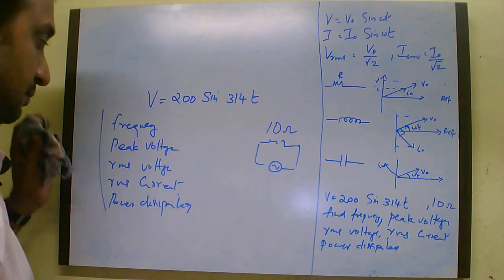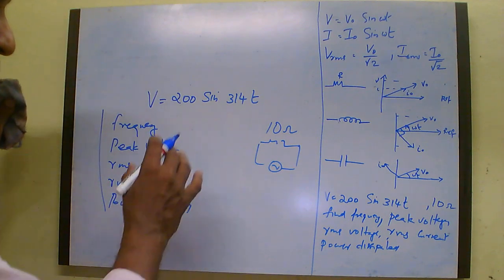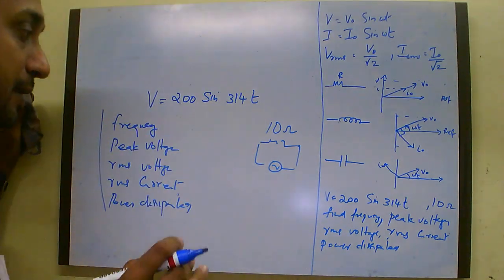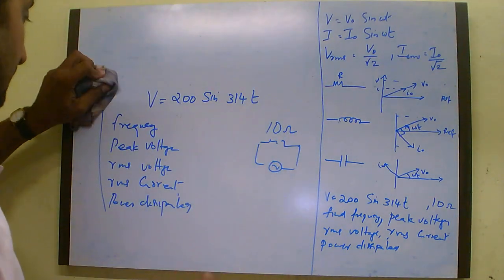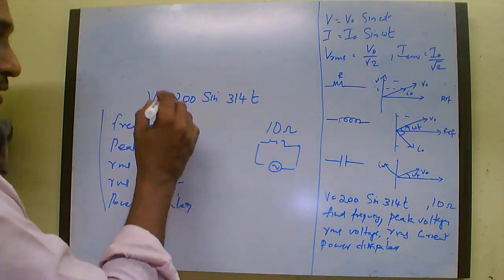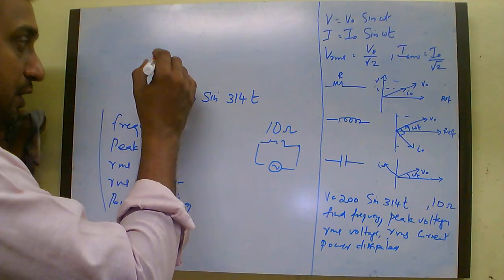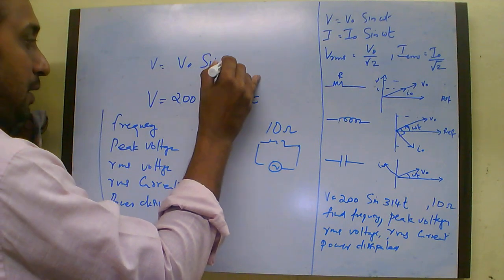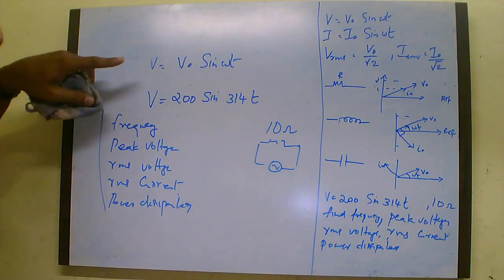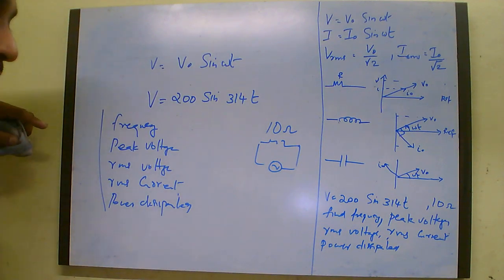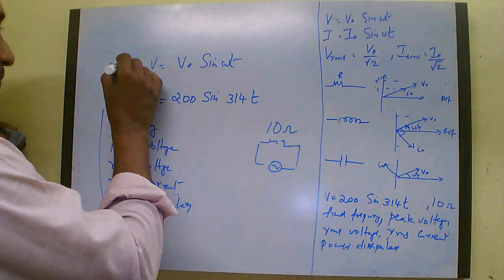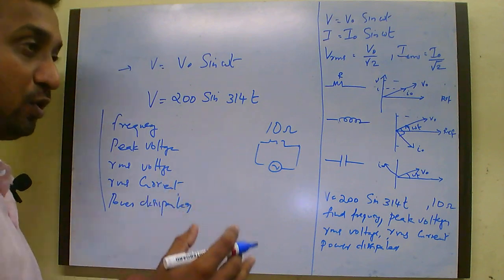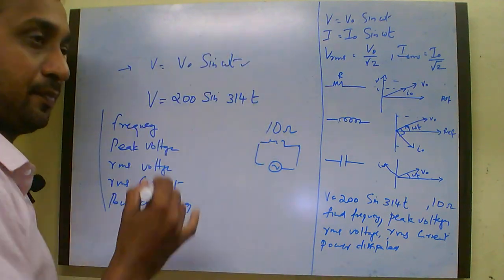Now it's very easy, but you have to know the basics, what all the terms actually mean. So let me write the actual relation. The AC voltage is given by V equals V0 sine omega t. Now what does each represent? This V represents the instantaneous voltage, meaning the voltage at the time t.